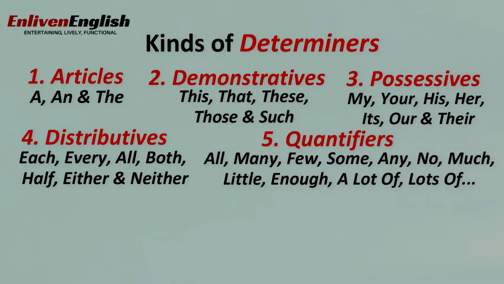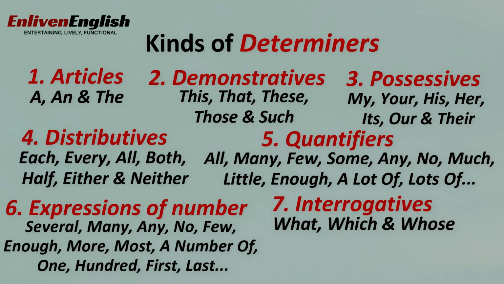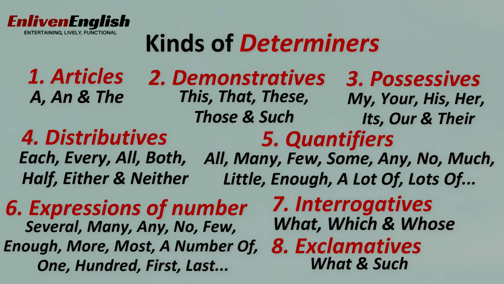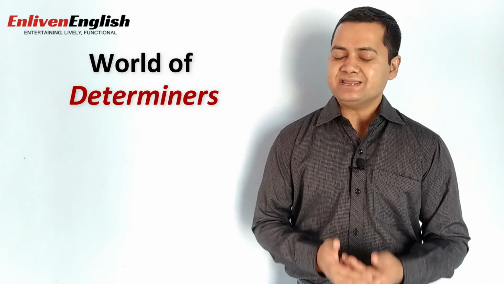Quantifiers: all, many, few, some, any, no, much, little, enough, a lot of, lots of, and so on. Expressions of number: several, many, any, no, few, enough, more, most, a number of, 1, 100, first, last, and so on. Interrogatives: what, which, and whose. Exclamators: what and such. So friends, this was a small and crisp introduction to determiners, their functions and various categories.